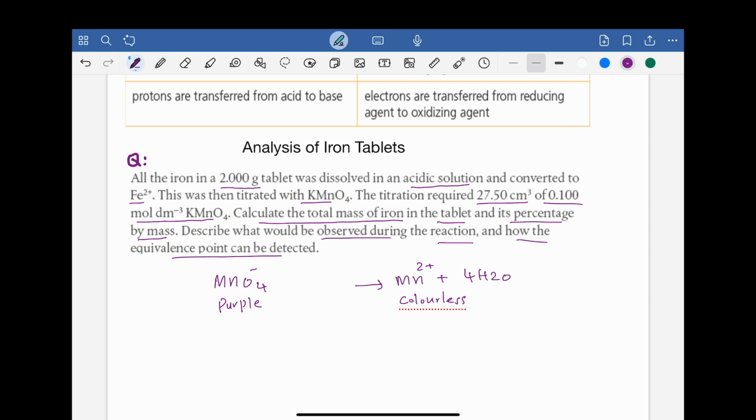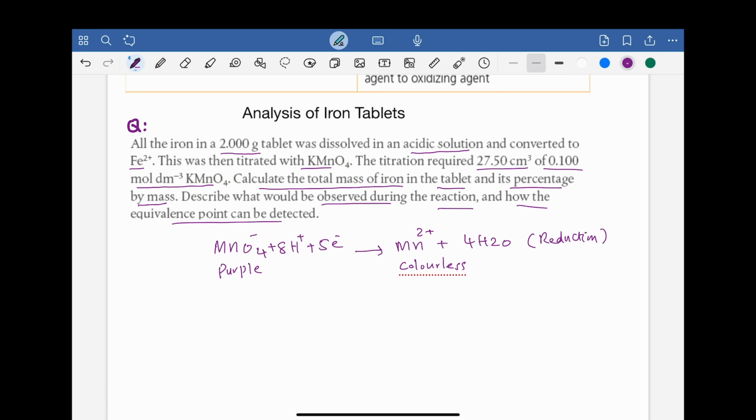Next step, let's balance the hydrogen by adding protons. We have 8 hydrogen on the product side, so we can add 8H⁺ on the reactant side. Next, we need to balance the charge. Because this is a reduction half, we need to add electrons on the reactant side. The charge on the product side is 2+, and we can make the left hand side 2+ by adding 5 electrons. So the reduction half is balanced.